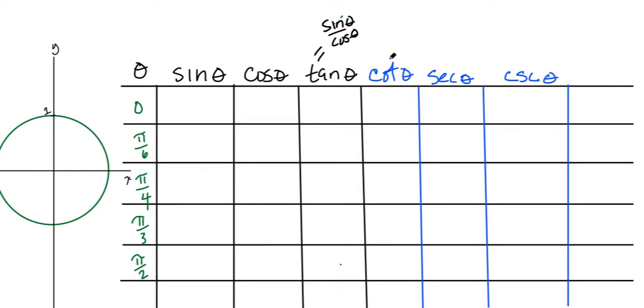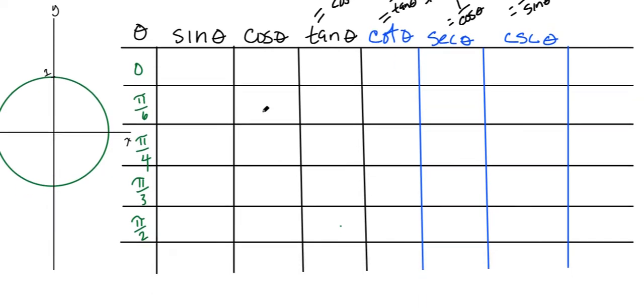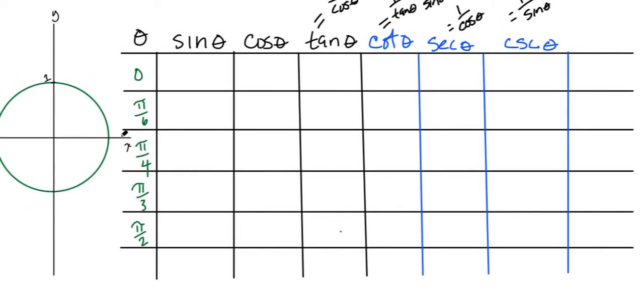The reciprocal relationship is that cotangent is 1 over tangent, or we could also say it's cosine theta over sine theta. Secant theta is 1 over cosine theta, and cosecant is 1 over sine theta. This will help us fill out this chart. If you remember, we filled out this chart and it aligned with our idea of the unit circle.